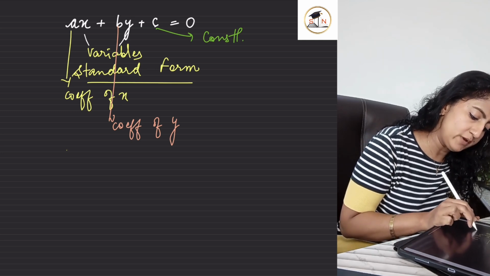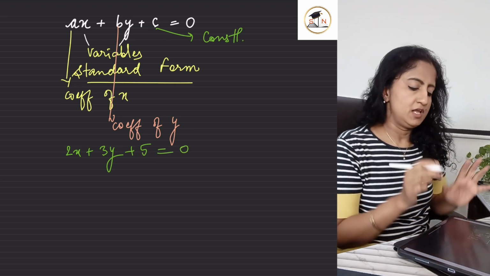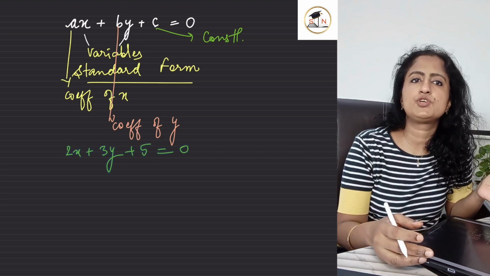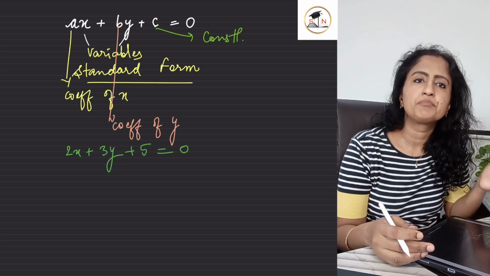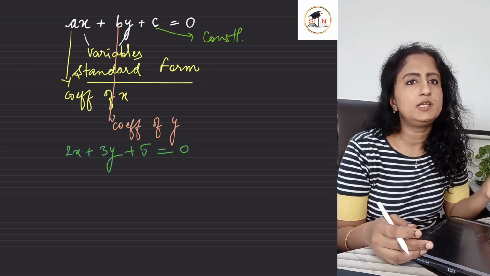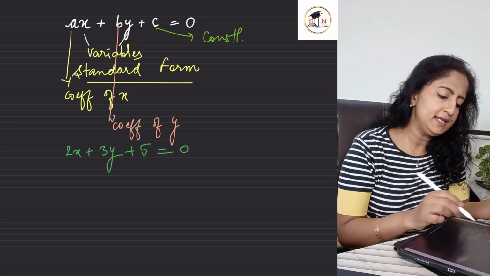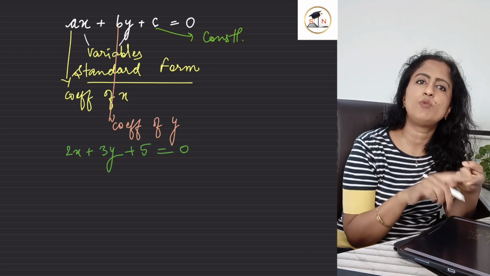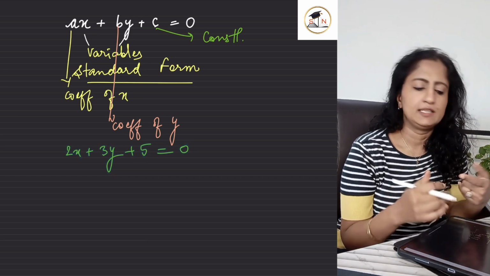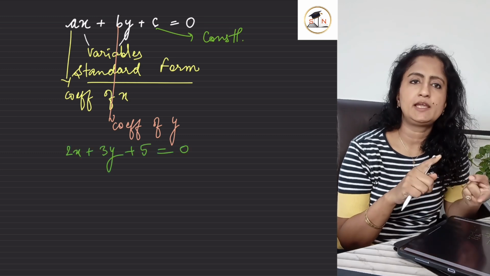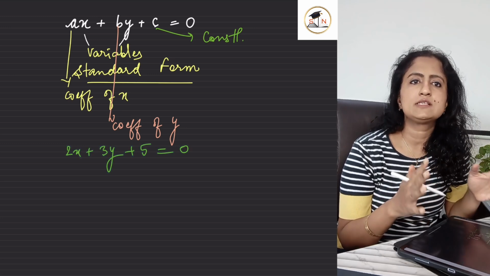If I write 2x plus 3y plus 5 equals 0, now this is an example of a linear equation in two variables, right? Because we have got x and y as our variables. 2 is the coefficient for x, 3 is the coefficient for y, and 5 is the constant. What does that mean? It means that the coefficient of x, y, and the constant, that is a, b, and c, they are all real numbers. They can be negative, they can be positive, they can be decimal, they can be rational, irrational, anything. So they are always real numbers.